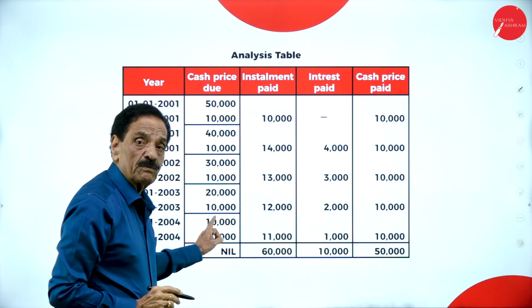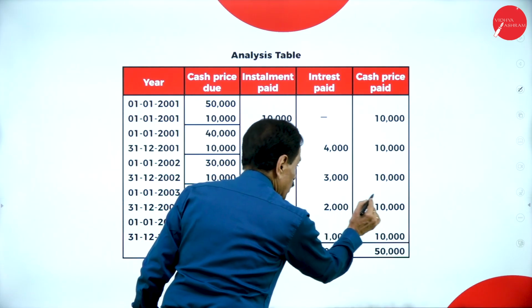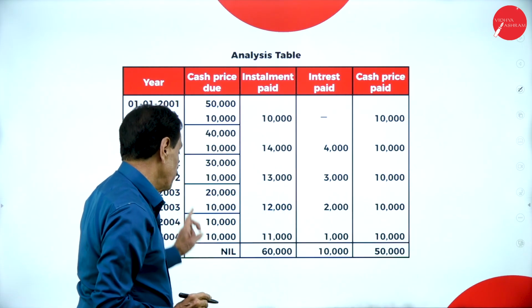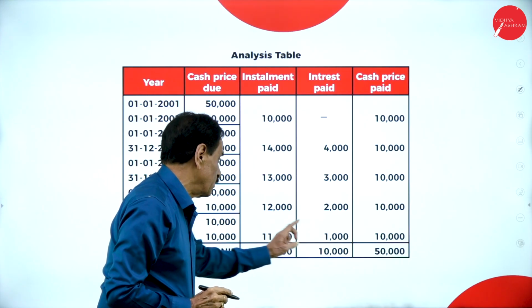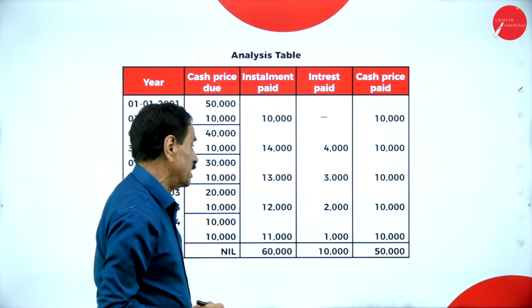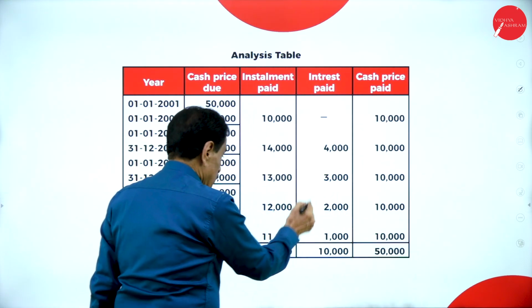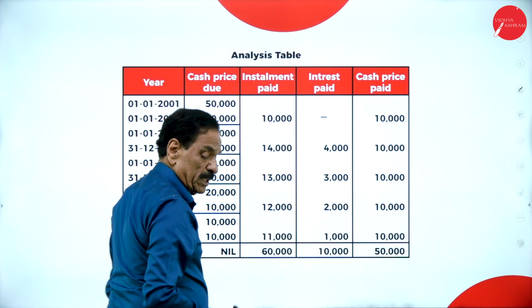Next we have a balance of 20,000. 10% of this is 2,000. 12,000 minus 2,000 is 10,000. Last year, balance 10,000. 10% of this is 1,000. Total 11,000 installment. 11,000 minus 1,000 is 10,000. What is the cash price? 50,000. Interest paid is 10,000. Totally it becomes 60,000.